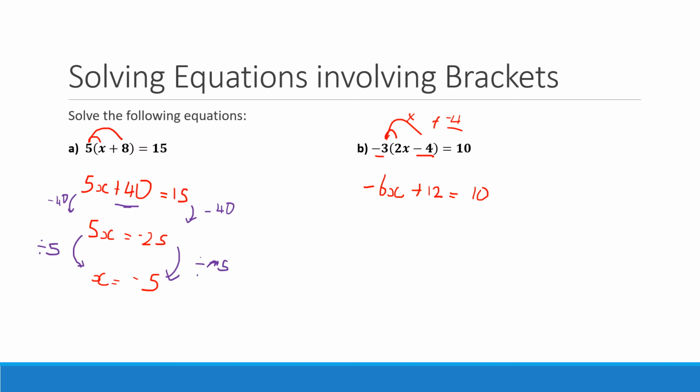Once again, doing our rearranging, we'll subtract 12 from both sides. Negative 6x equals negative 2, since 10 take 12 is negative 2. And then we can divide both sides by negative 6. So negative 2 over negative 6. A negative divided by a negative is a positive, and 2 and 6 can be simplified to 1/3. And so there's our answer for the second one.